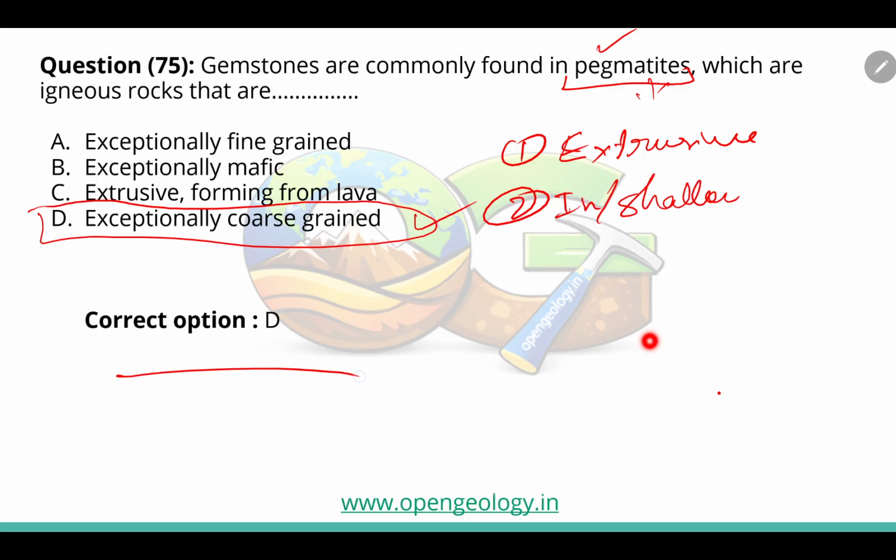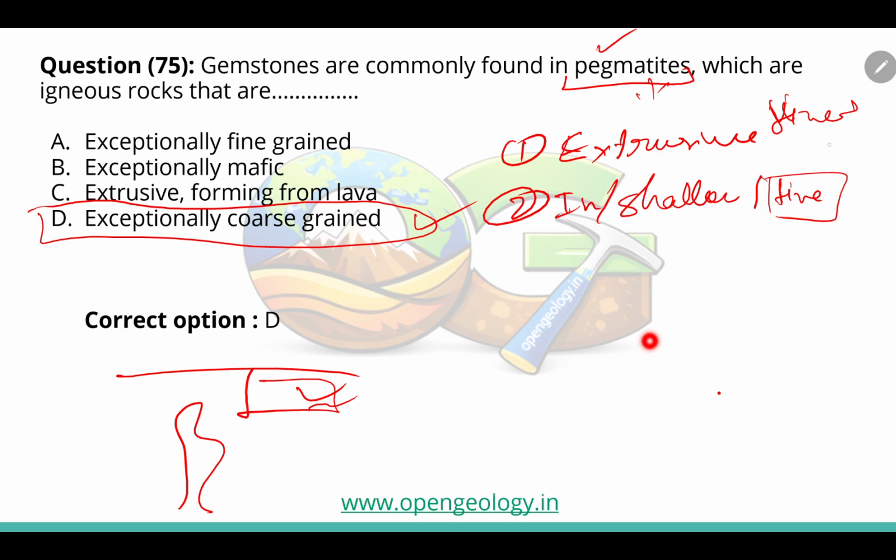Let's say this is the earth's surface and magma is coming. If it is placed at a shallow depth, it will give you fine grained rock, not the finest, and compared to the extrusive it is coarse.